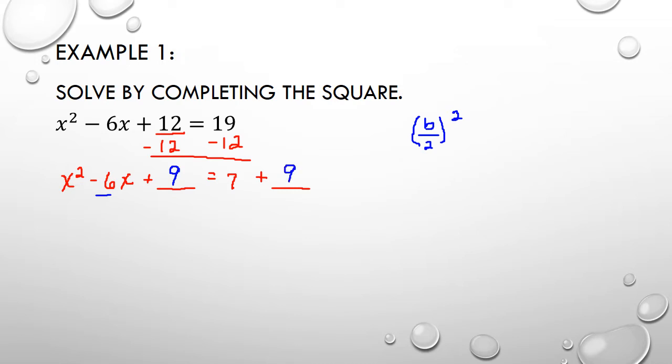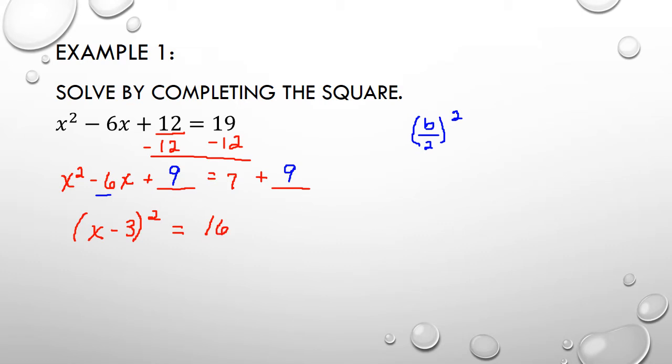So now over on the left side, I've got a perfect square trinomial. So that means whenever I factor it, those two numbers that multiply to give me 9 and add to give me negative 6 are the same two numbers, and that's going to be x minus 3, x minus 3. But since they're the same, all I have to do is just write it once, but put the square right there. And then 7 plus the 9 gives me 16.